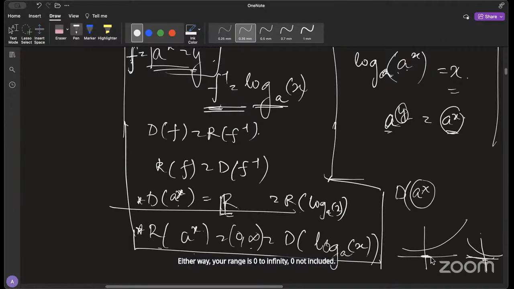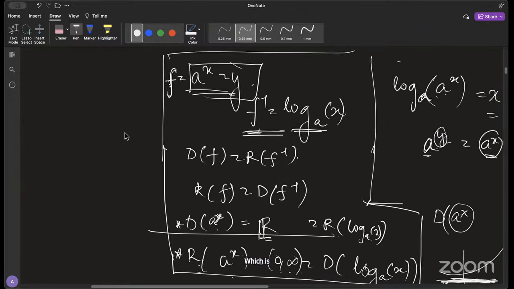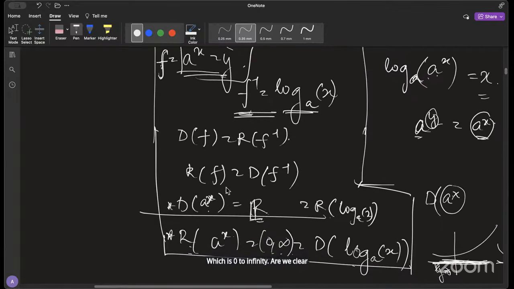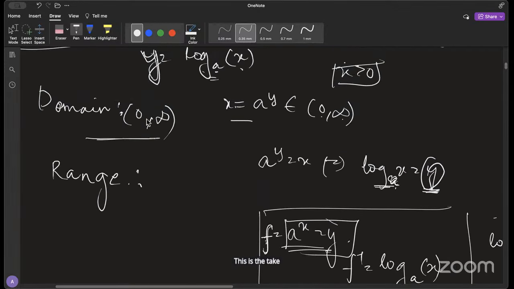This 0, the x is equal to y is equal to 0 line, is not included in your range. So that is why the range of a to the power x is the same as the domain of this thing, which is 0 to infinity. Are we clear till this point? This is the takeaway. Domain is 0 to infinity and range is real numbers.